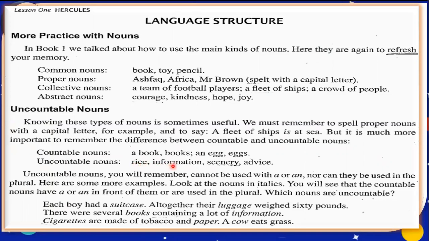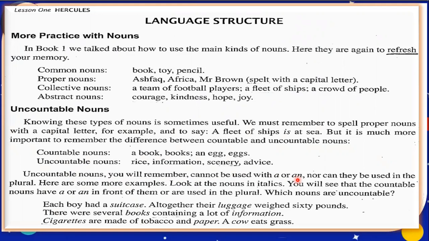In the same way, information, this is uncountable. Can we say 1 information, 2 informations, scenery, advice? All these are uncountable nouns because we cannot count them. I think you have got the idea about the countable and uncountable nouns. Uncountable nouns, you will remember, cannot be used with a or an. There is the other thing.